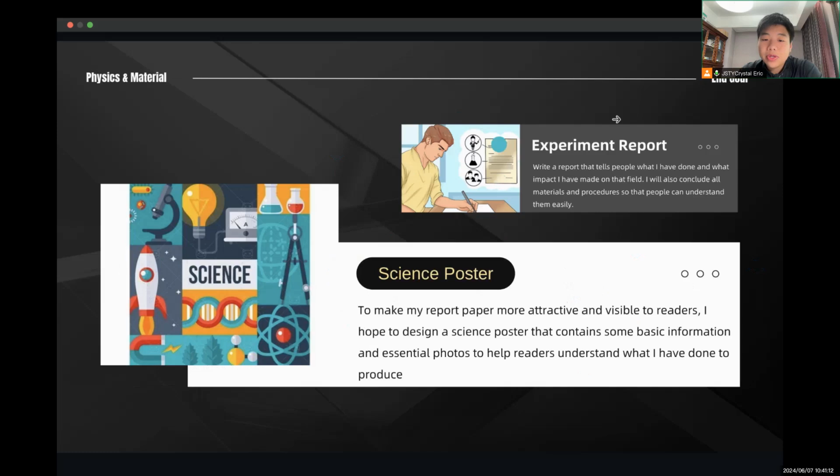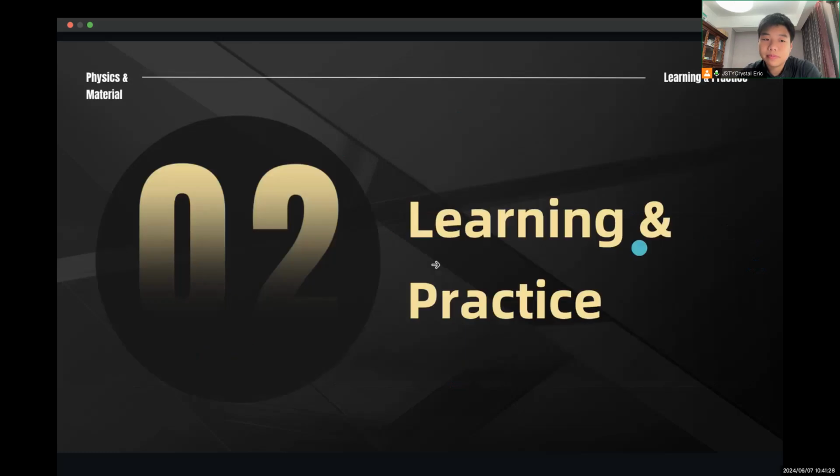And the final goal is going to be an experiment report and a science poster. The science poster is going to help make my report paper more attractive and visible to readers. And the report is going to include materials and procedures so that people can understand them easily.